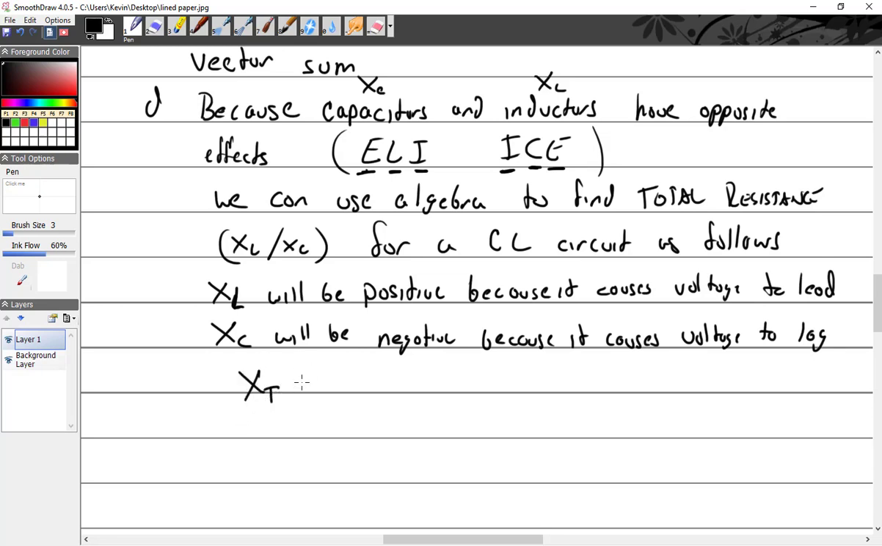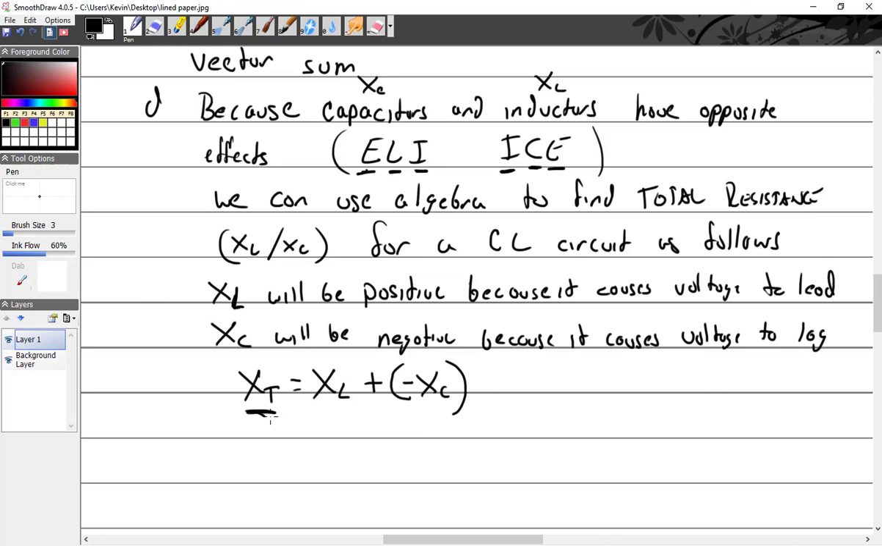There's a new term, X total, and this is a formula that you're going to want to have on your sheet. X total equals X of L plus negative X of C. Make sure your X of C is negative. So that's the same thing as saying X total equals X of L minus X of C. So what's this formula for? For finding X total. That's a new thing. What is X total? I'm glad you asked. So X total is the effect of the circuit when you consider X of L and X of C.